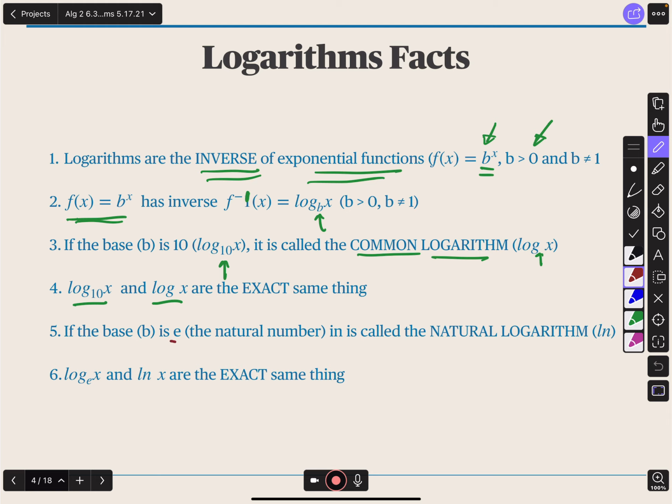Now, if the base is e, the natural number, then it's called the natural logarithm. And it has an abbreviation as well. A natural logarithm is just written ln. And so log base e of x and ln of x both mean the same thing, the natural log of x, it's base e. And so we have these buttons on our calculators, and I'll show you those in a little bit. But it's important to remember that base e is abbreviated ln.